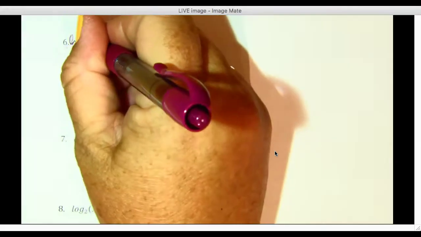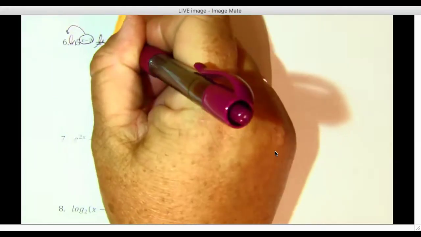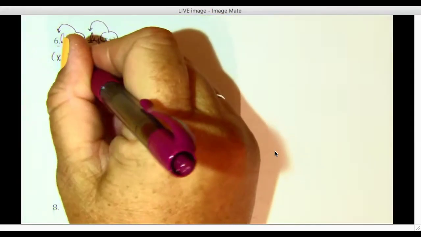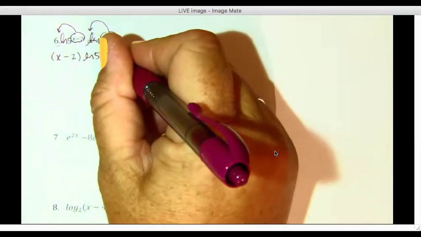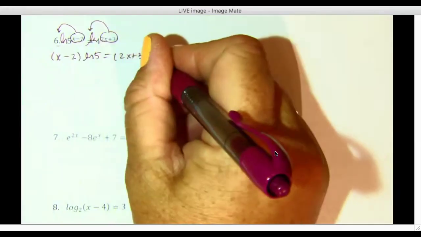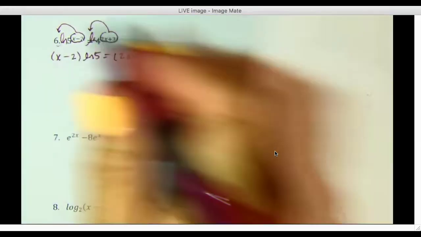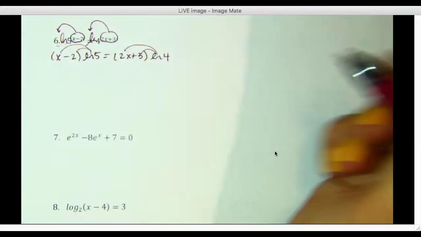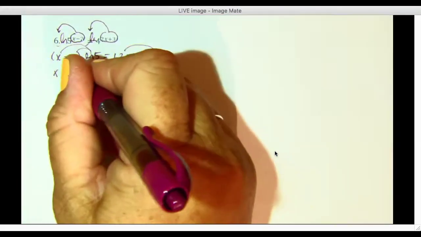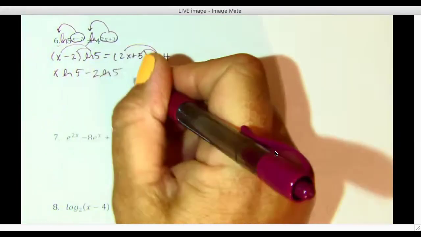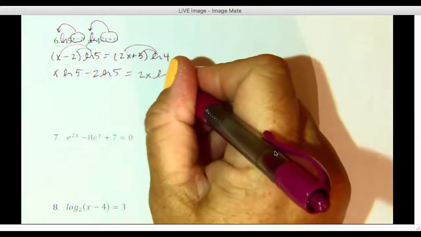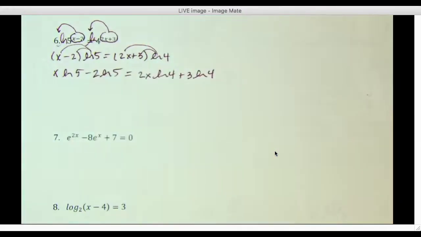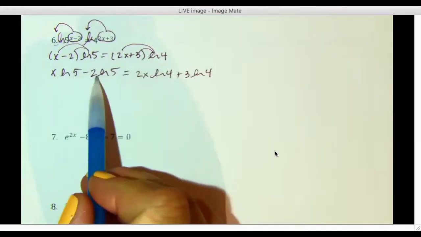So now I'm moving those exponents out front, and it's really important that you put parentheses around those exponents. So I have (x minus 2) ln of 5 is equal to (2x plus 3) ln of 4. And then I can distribute that natural log onto both of those terms. So I have x ln of 5 minus 2 ln of 5 equals 2x ln of 4 plus 3 ln of 4. And what I have here is an equation where I have terms that have an x on them and terms that are just a number.